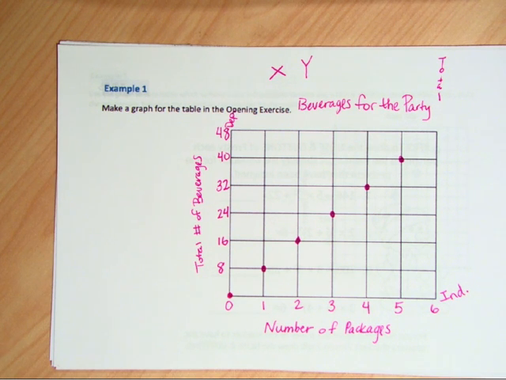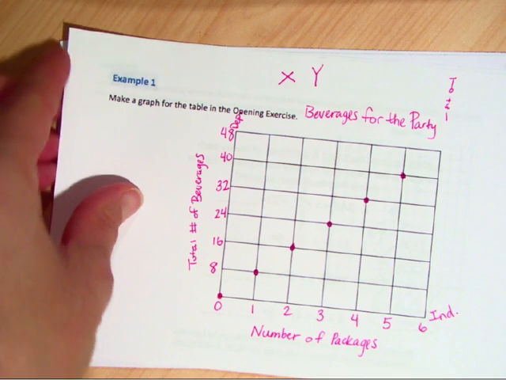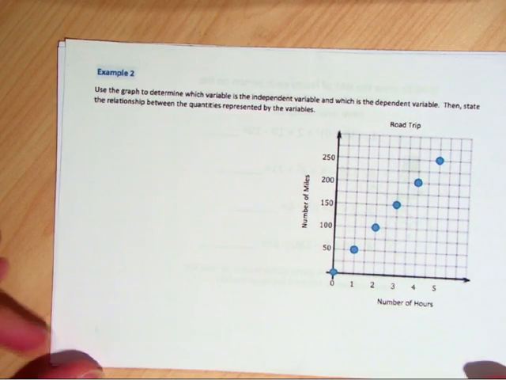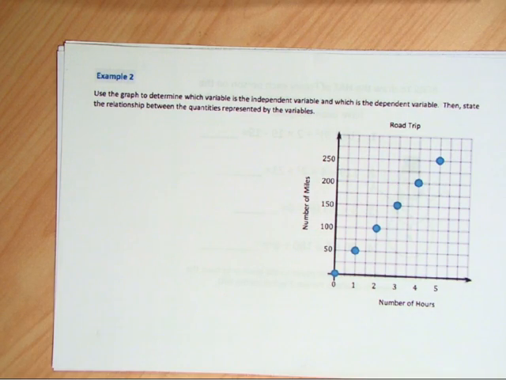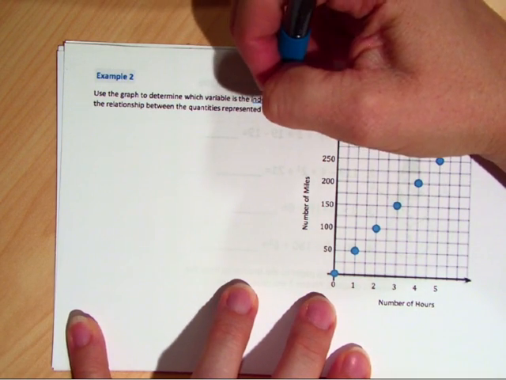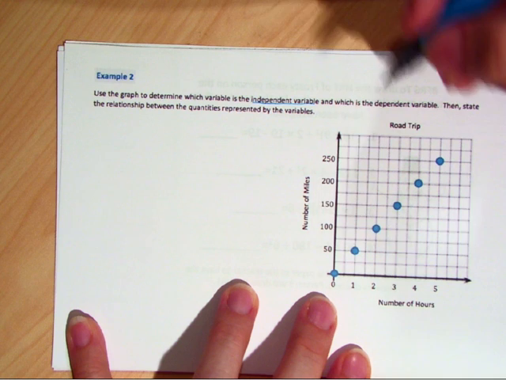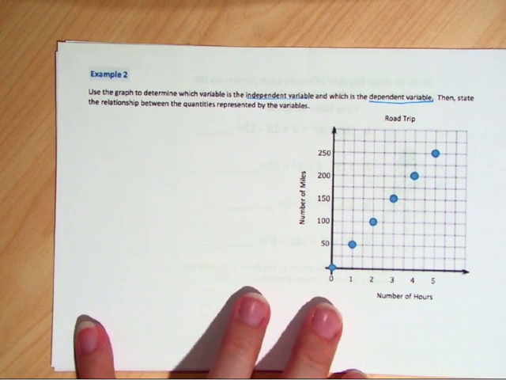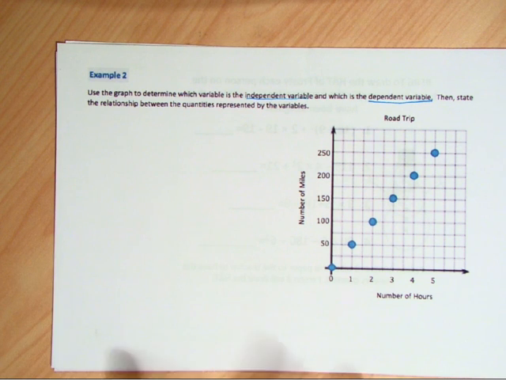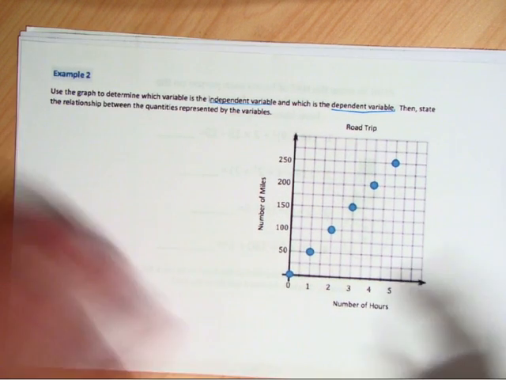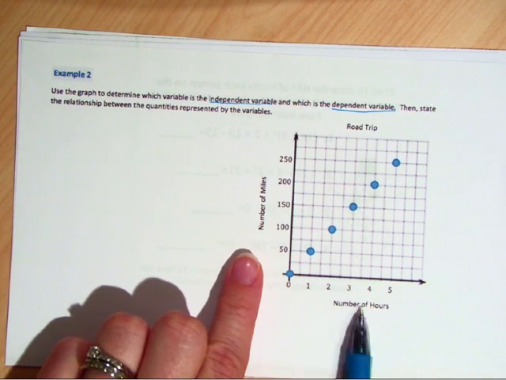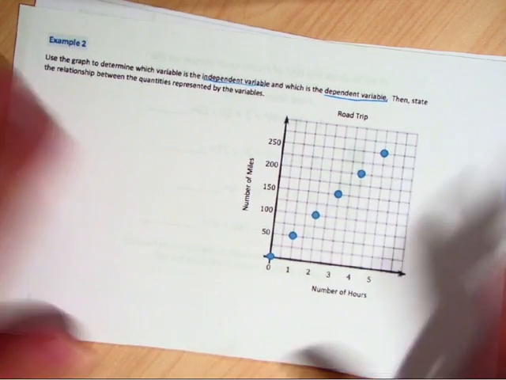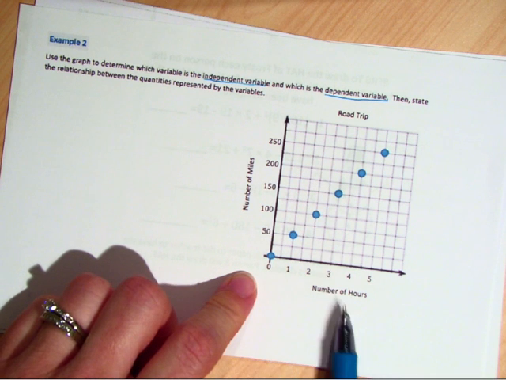Okay, now that we know how to make a graph, let's make sure we can read a graph. Just a quick little review here. It says use the graph to determine which variable is independent and which is dependent. Then state the relationship between the quantities represented by the variables, and we'll just kind of talk about that. Now remember, this one is dependent on this one, so this would be dependent, right? Let's see. The number of miles we can travel in our road trip depends on how many hours we're driving.